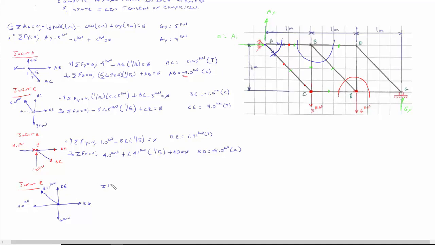So if I sum my forces in the Y here, I'm going to have DE, which I'm solving for, DE, plus, now I've got this 1.41 kilonewtons, and its Y component is going up, times 1 over square root of 2, and then I have this negative 6 kilonewtons here, because that is going down. That's this force right here. That's all going to equal 0, so DE is going to equal 5 kilonewtons in tension.